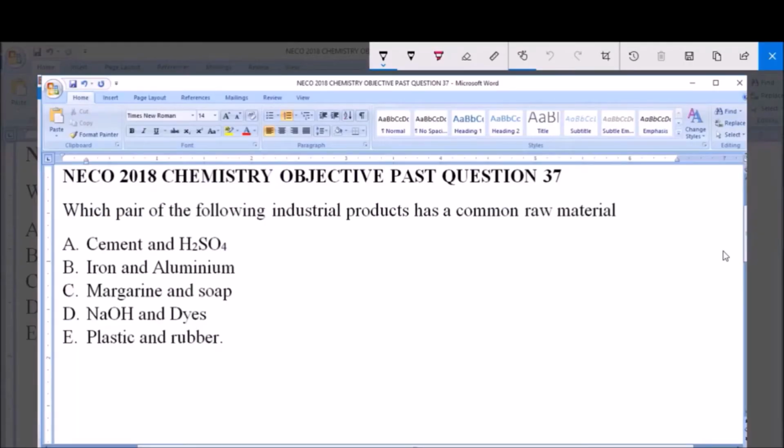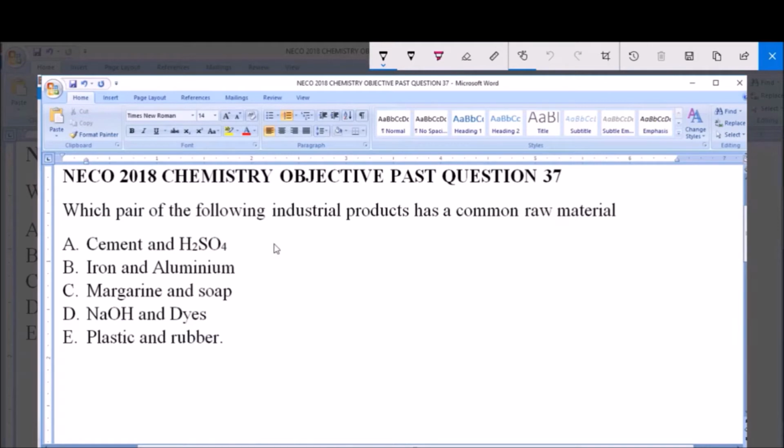Which pair of the following industrial products has a common raw material? A, cement and H2SO4, that is tetraoxosulfate 6 acid. B, iron and aluminium. C, margarine and soap. D, sodium hydroxide and dyes. E, plastic and rubber. Now let's look at the raw materials used in manufacturing each of the industrial products and see which one has a common raw material.